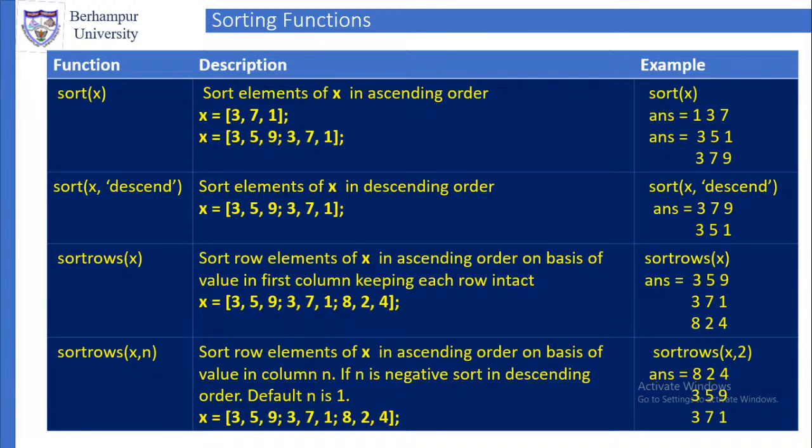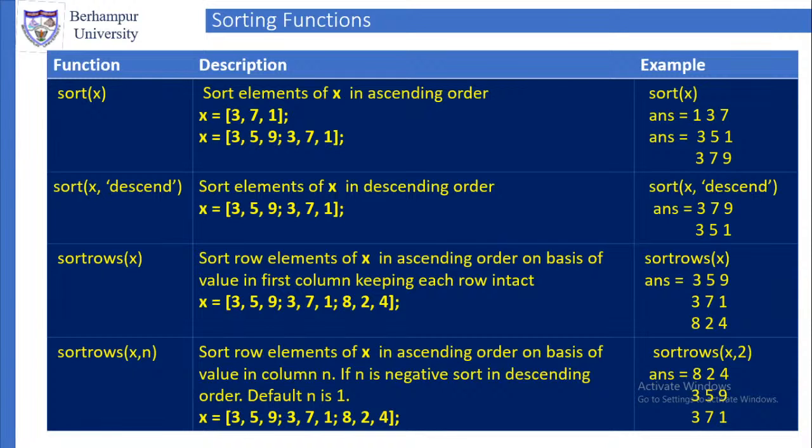Descend means it will be sorted in descending order. Same thing as in the previous case. I am showing you here only the second example, not the first example, because the first example is obvious. The second example will be 379, 351. The 2 rows that we got in the first example will be interchanged because it is in descending order. And then sort rows.